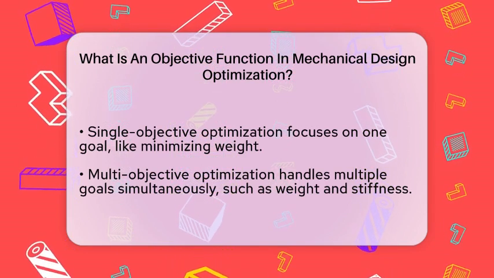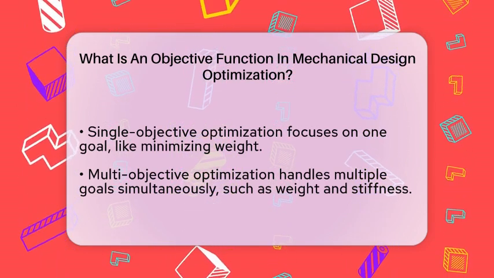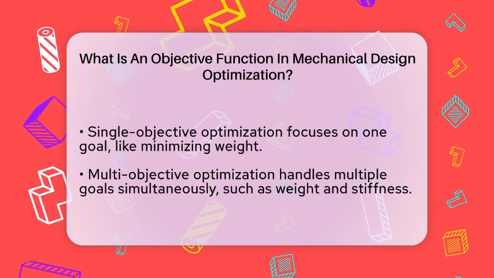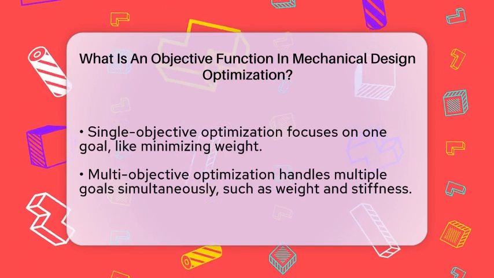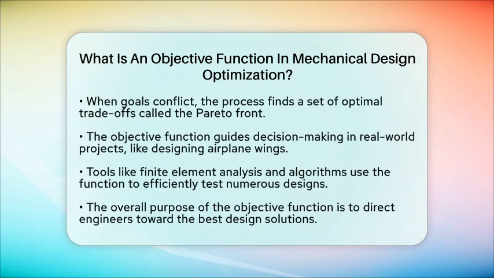In real-world projects, the objective function helps engineers make decisions based on data. For example, in designing an airplane wing, the goal might be to reduce weight without sacrificing safety. The computer tests many wing designs, each with different shapes and materials, and scores them based on the objective function. The best design is the one that scores highest or lowest, depending on the goal.